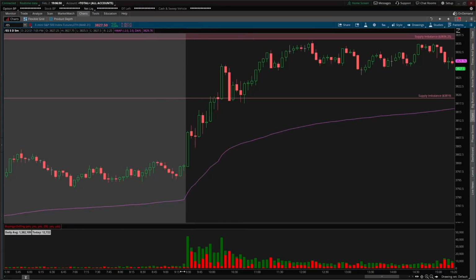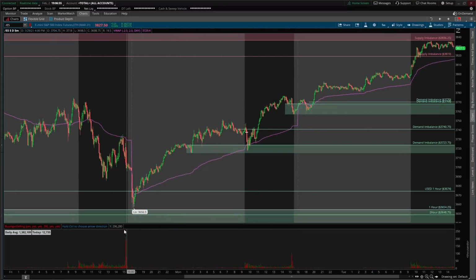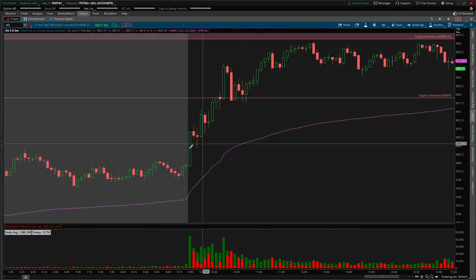But today we opened up pretty higher than what we saw yesterday. We also are doing a V recovery. So V recoveries tend to be pretty strong. The market opened up and started rallying. We didn't have any demand below that we triggered.